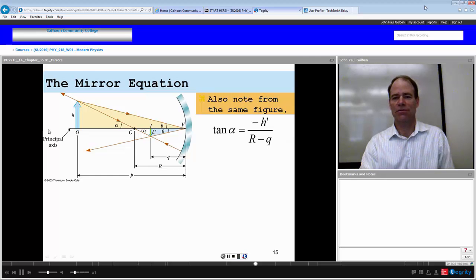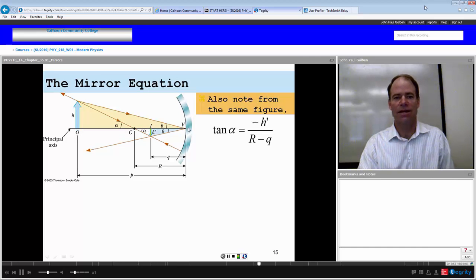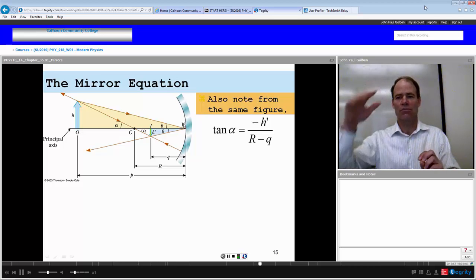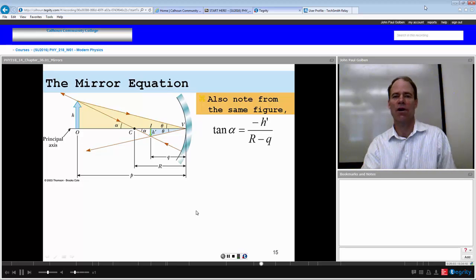Also note, from the same figure, if we look at alpha, let's look at this small triangle alpha right here. The tangent of alpha is going to equal negative h prime over this distance from C to I, that's going to be equal to the radius of curvature of the whole mirror minus the image distance. That will be that little distance right there. So that's going to be negative h prime over r minus q.